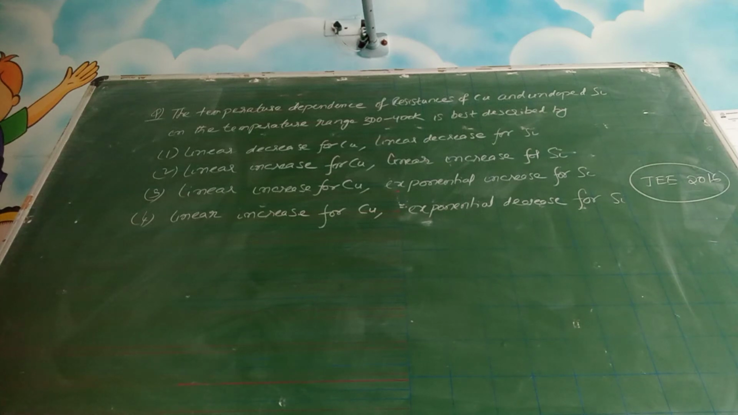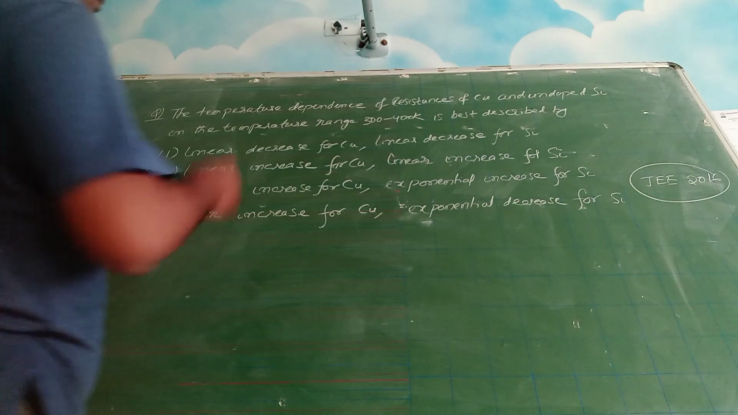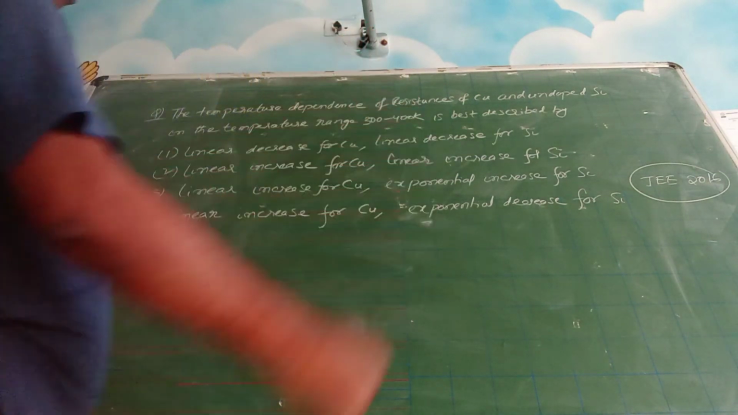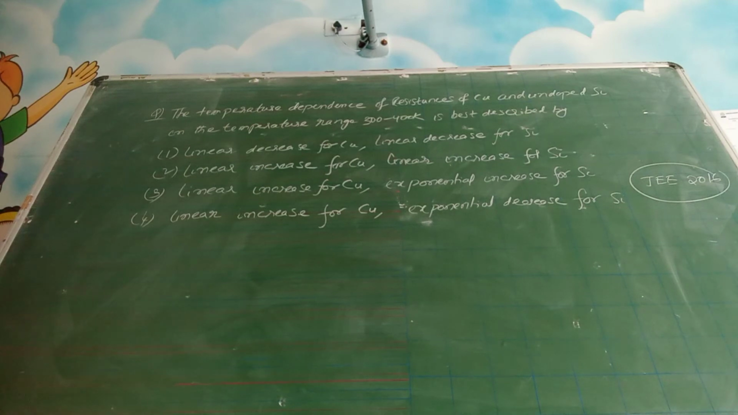Let us see the next question. This question has come in 2016 only. The temperature dependence of resistances of Cu and undoped Si in the temperature range 300 to 400 K is best described by... Cu means copper, Si means silicon. What is 300 K? 300 K means 27 degrees, since you need to add 273 to the Celsius scale to get the Kelvin scale. 300 K means room temperature.